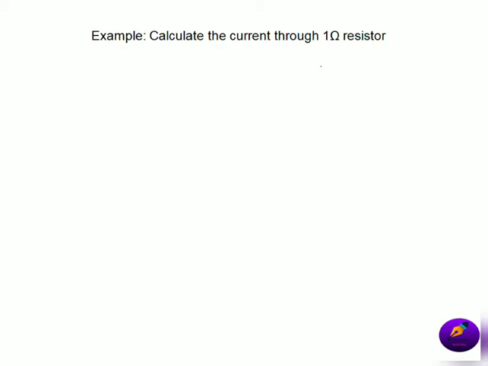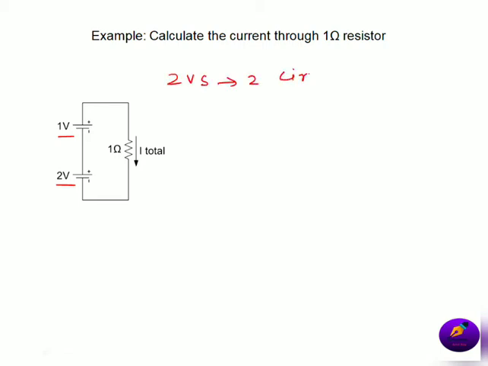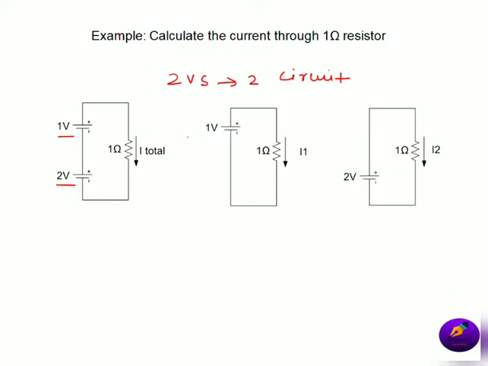Now let us solve our first example. Calculate the current through 1 ohm resistor. In this example we can see that we have two voltage sources. That means we have to draw two circuits. In the first circuit we will replace the 2 volt source by a short circuit, and in the second circuit the 1 volt source by a short circuit.